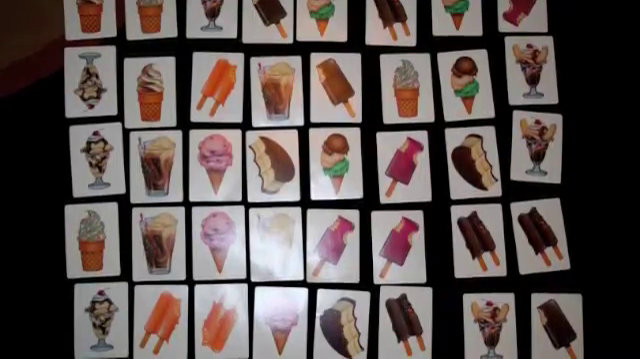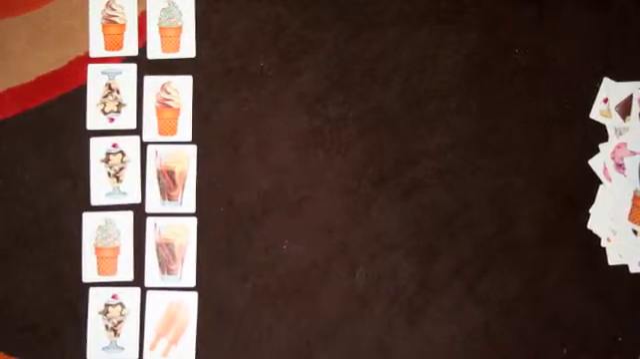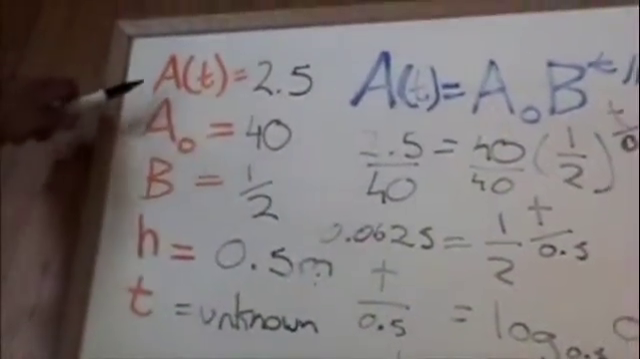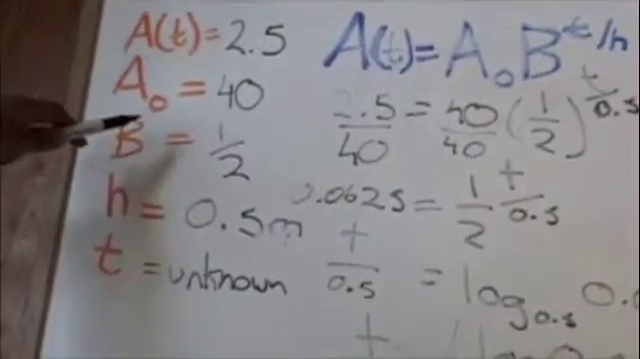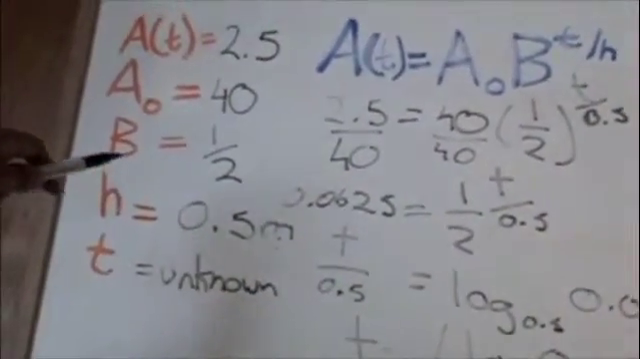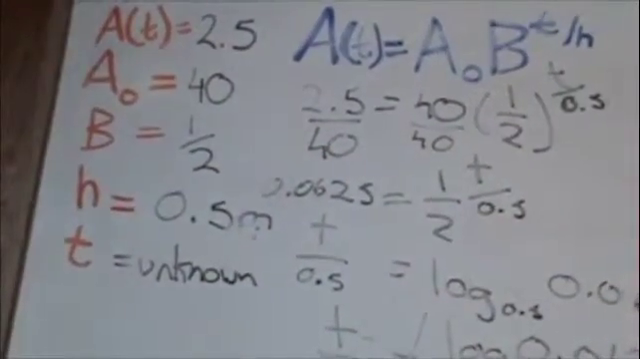Since ice cream is delicious, this is going to be a half-life question. The population of ice cream decreases by half every specified amount of time. Okay, so first off, you know that you're left with 2.5 and you started off with 40. And your base is a half because it's a half-life question. And that's also why every half minute, half the ice cream was gone. And we're trying to solve for t.